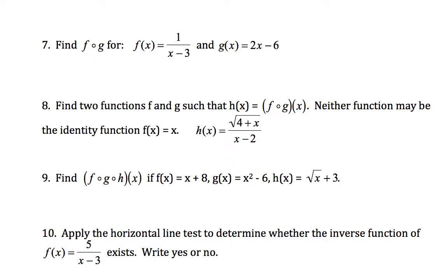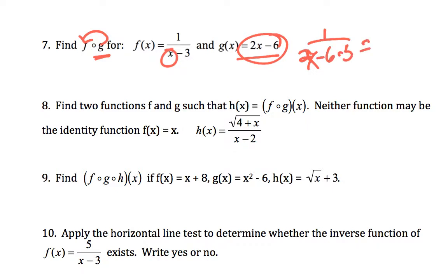All right, number 7, we want to find f of g of x for these two functions. So I need to take the g equation and plug it into the f equation where the x is at. I'm going to plug that 2x minus 6 in for that x. So it's going to be 1 over 2x minus 6 minus 3, which gives us a 1 over 2x minus 9.